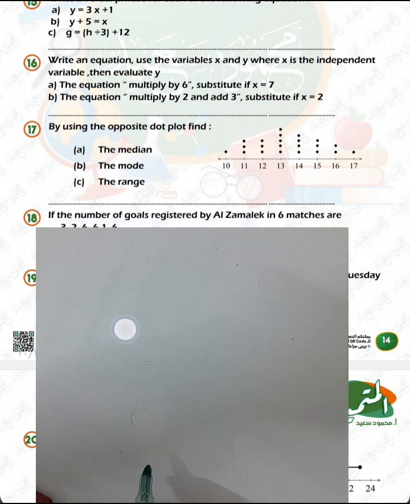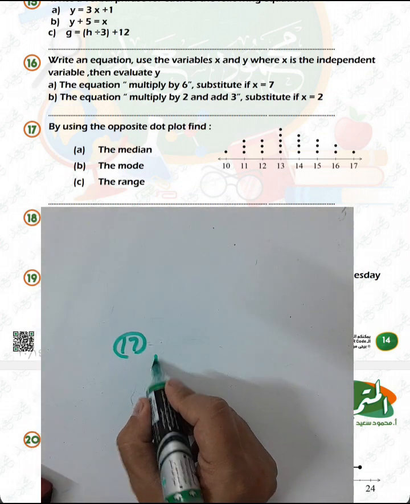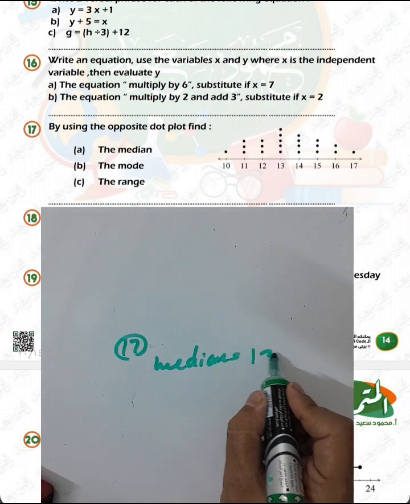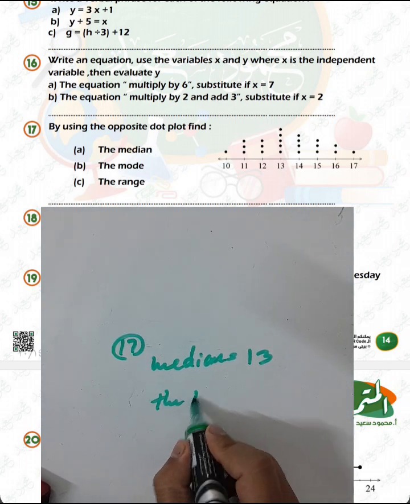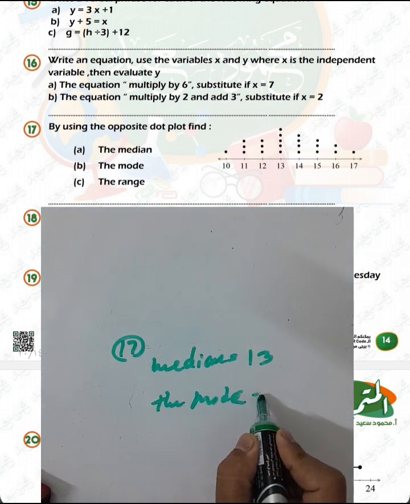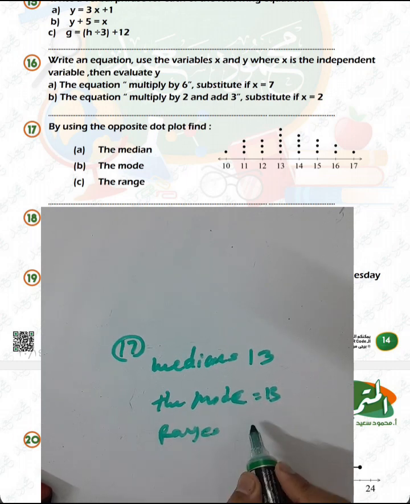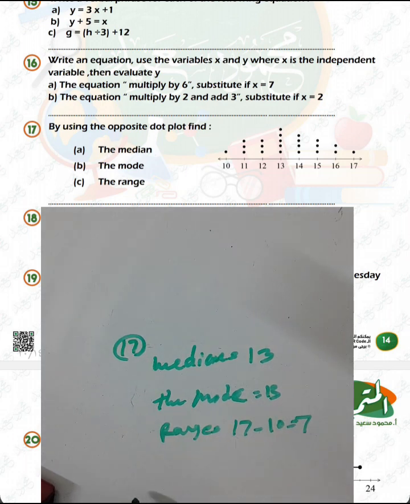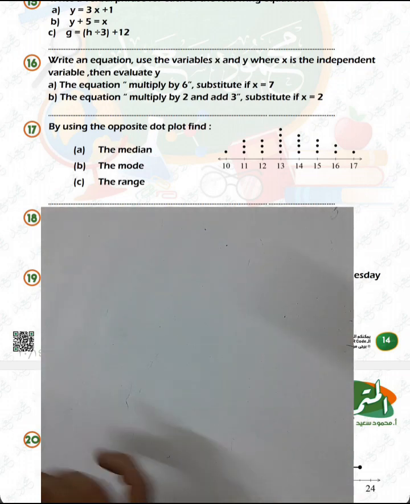Question 17. In this example, you want to find the median. Here the median was 13. The mode will be equal to 13. And the range, the difference between the greatest number, 17, and the smallest number, 10, will be 7. Understood? Next question.